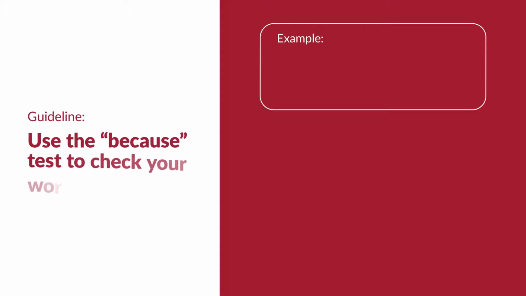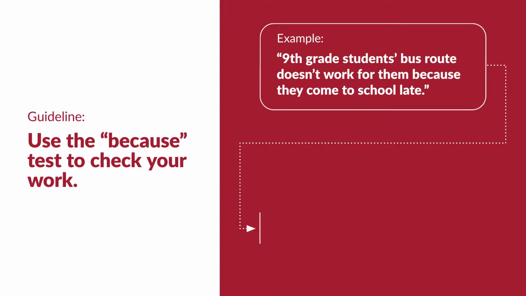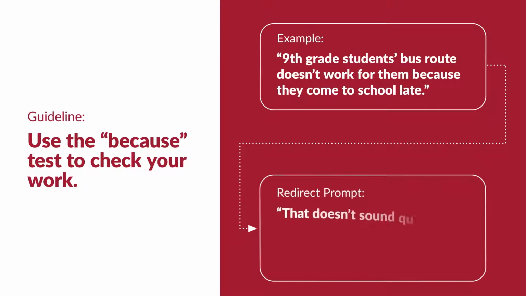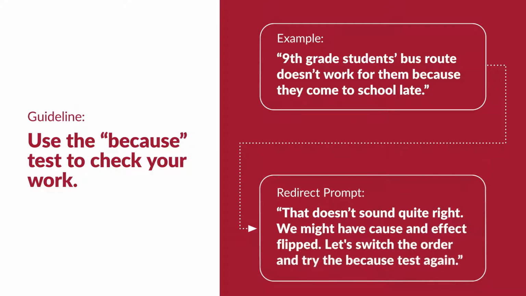Use the because test to check your work. You should be able to form a logical statement by saying because before each of your roots as you read across the logic tree. Pick any root and say, this is true because of, and insert the root to its right. If that doesn't make sense, you may have your roots out of order or otherwise misplaced.